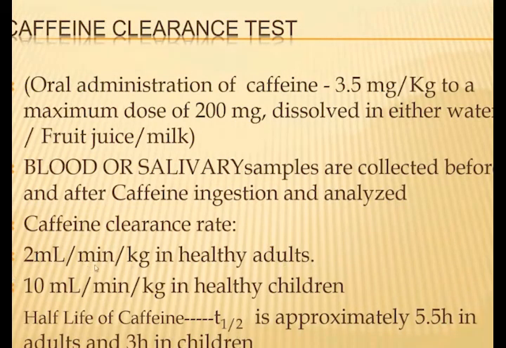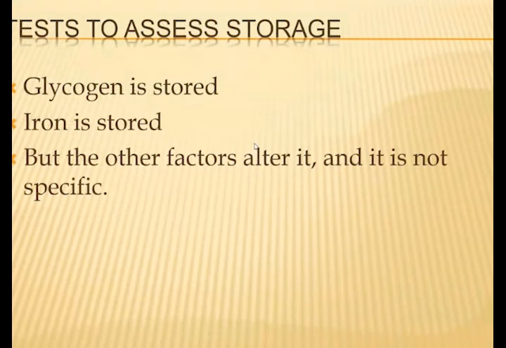2 ml per minute per kg in adults, and 10 ml per minute per kg in healthy children. So you have to do it like this, and you have to find out the caffeine clearance test. And the half-life of caffeine is approximately 5.5 hours in adults and 3 hours in children. So this caffeine clearance test is also done in liver function test.